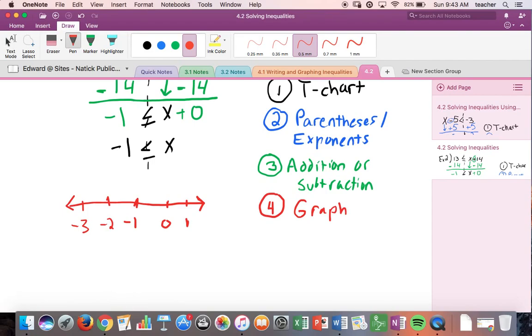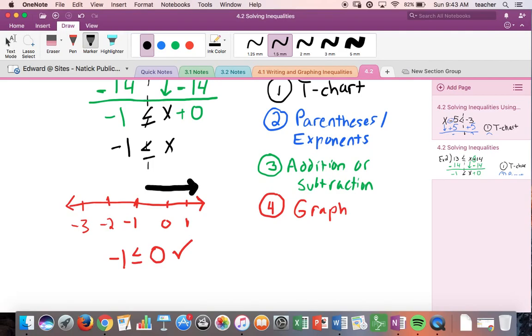So I'm going to substitute 0 into my inequality and see if it makes it true. So is -1 less than or equal to 0? 100% true, which means I'm going to take the marker tool and shade in. Yep, I was right. Shade in the right side here.